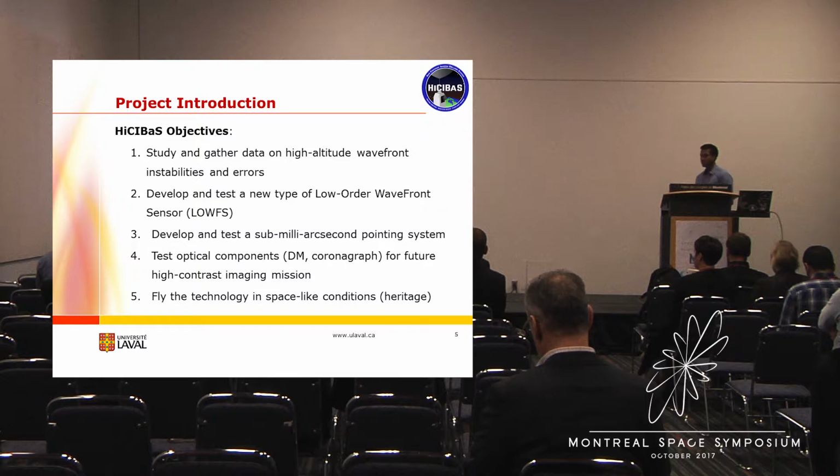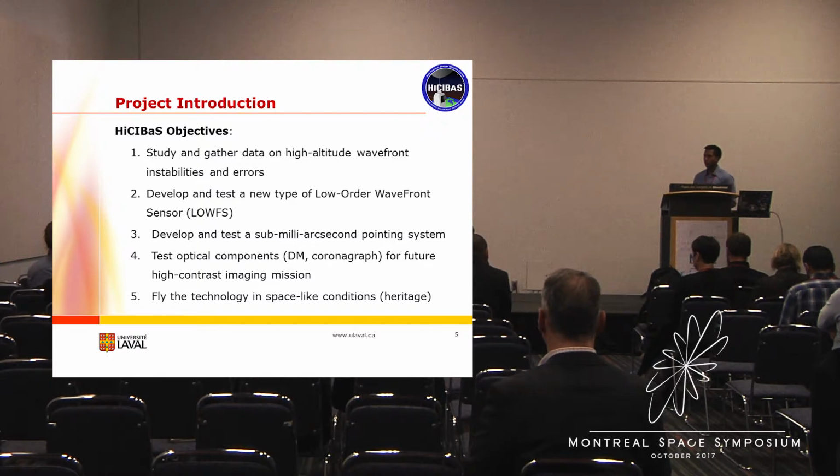To do this, we have some objectives that we want to move over to the next iteration of the project. The first is to study and gather data on wavefront errors and instabilities. Basically, we're trying to characterize the atmosphere at 40 kilometers. This is invaluable data not just for ourselves and future missions, but also for all future optical payloads, because we really want to see what kind of aberrations we can experience at that altitude. Using this information, we can better tailor our systems to deal with them in the future.